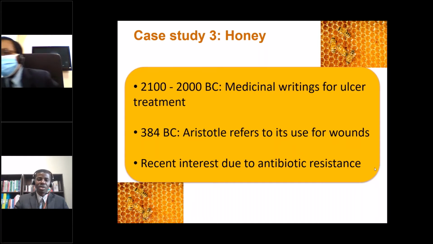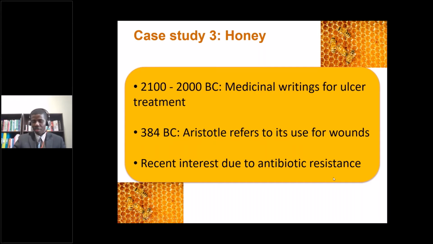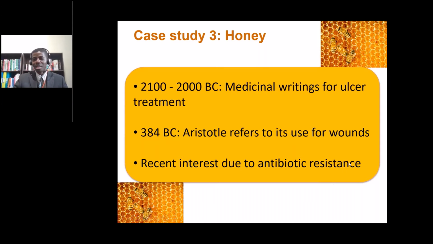And recent interest in the use of honey is mainly because of antibiotic resistance. So really, there has to be alternative approaches. And it's quite funny that typically in pharmaceutical drug development, we develop new things from natural sources. We go the synthetic route, and then when we hit a roadblock like antibiotic resistance, then we go back to nature. So this is where we are.